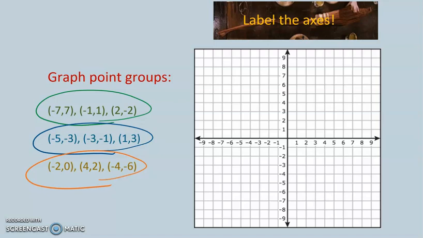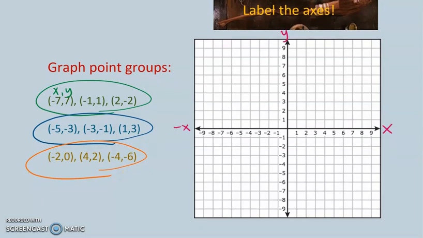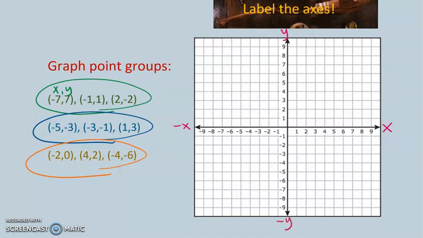So let's start with this first group, -7, 7. And remember that it goes X, Y. So the first thing I'm going to do is label my axes so I don't forget. So I have X, Y, -X, scroll just a smidge, and -Y. So now I don't have to really think a whole ton. I already have it there and labeled nicely for me.